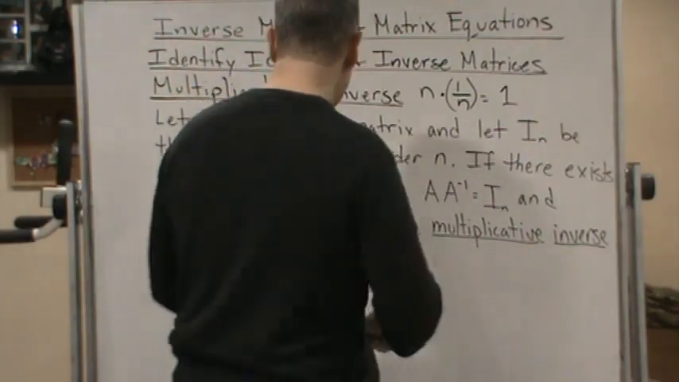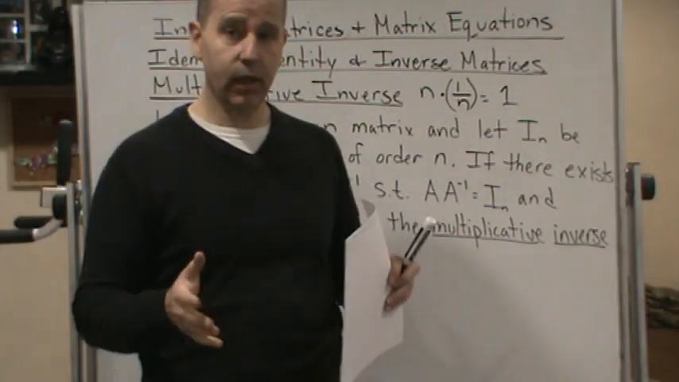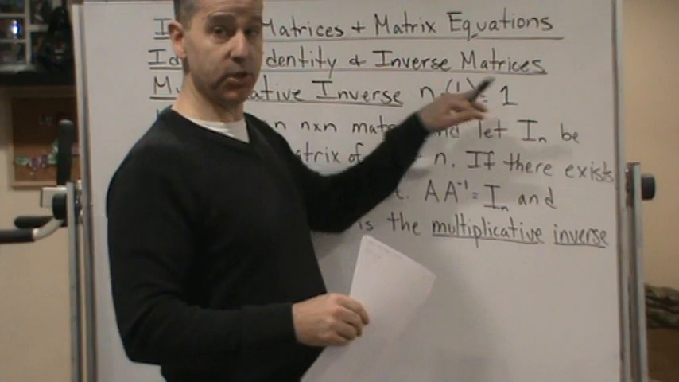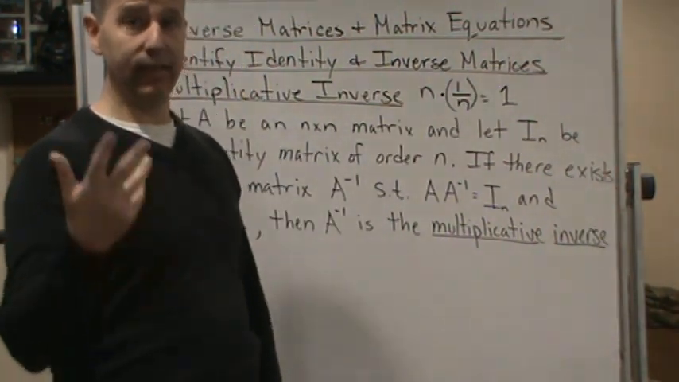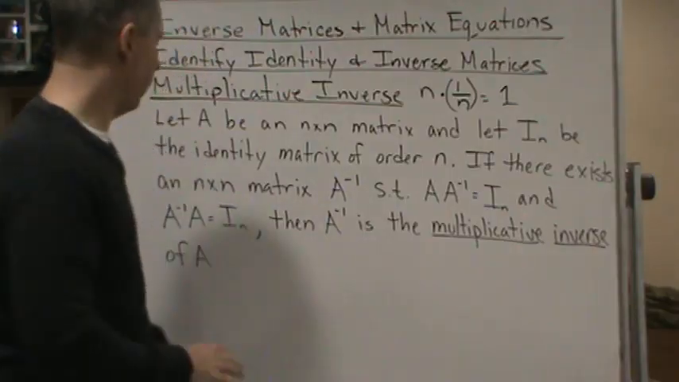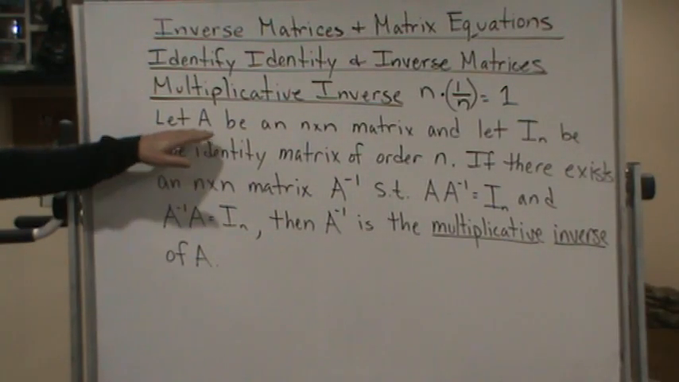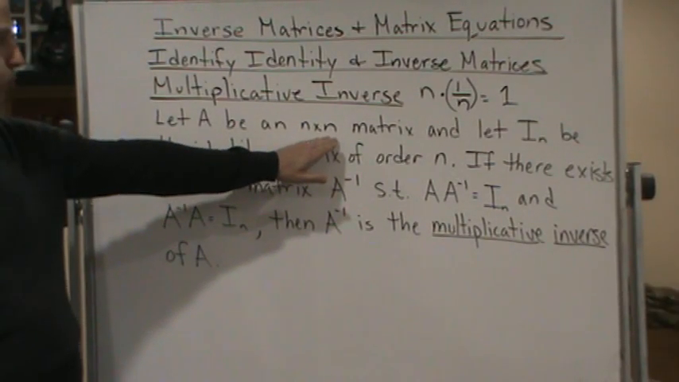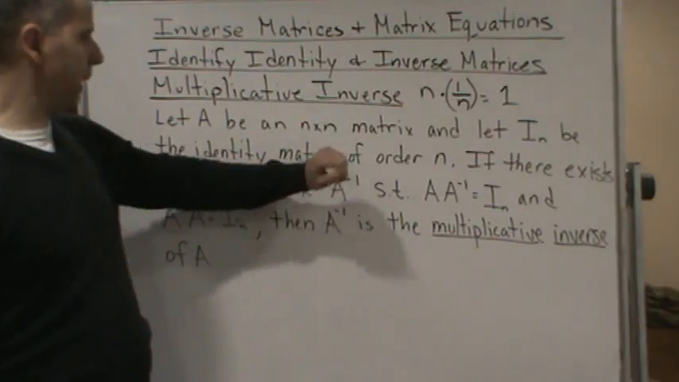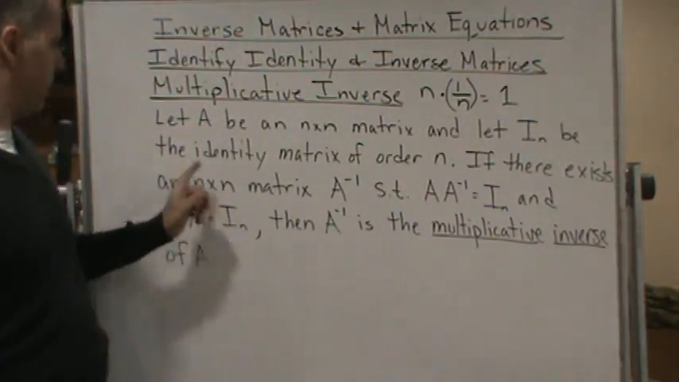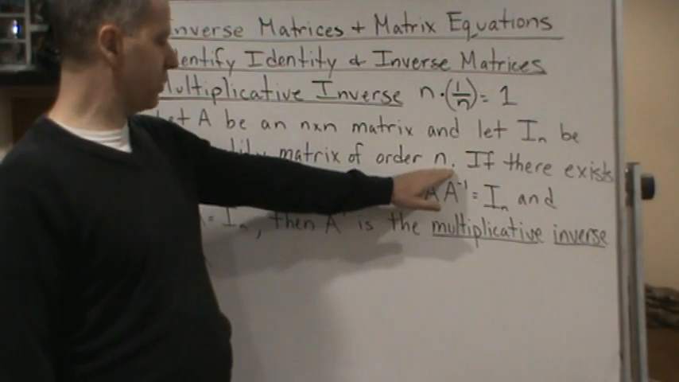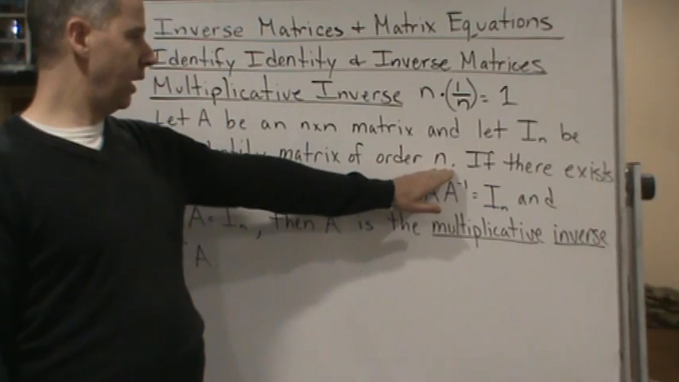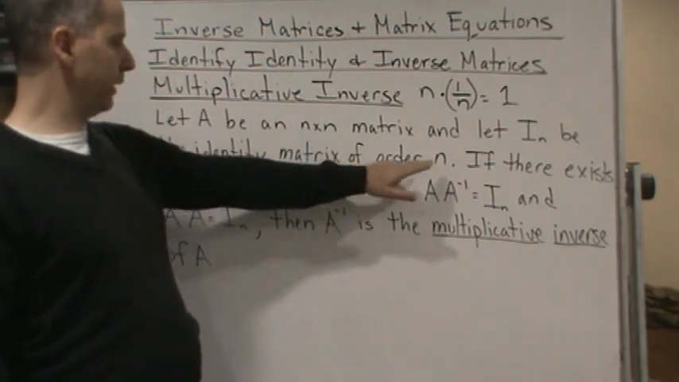Okay, so if we take the idea of a multiplicative inverse to matrices, the same idea occurs. Now, obviously, it's going to be much different than this, but the same idea holds. So here's the definition. If we let A be a square matrix, n by n, remember, an n by n matrix is square. And let I sub n be the identity matrix of order n as well. Identity matrices are always square, but notice that the dimensions are the same, so the order is the same.